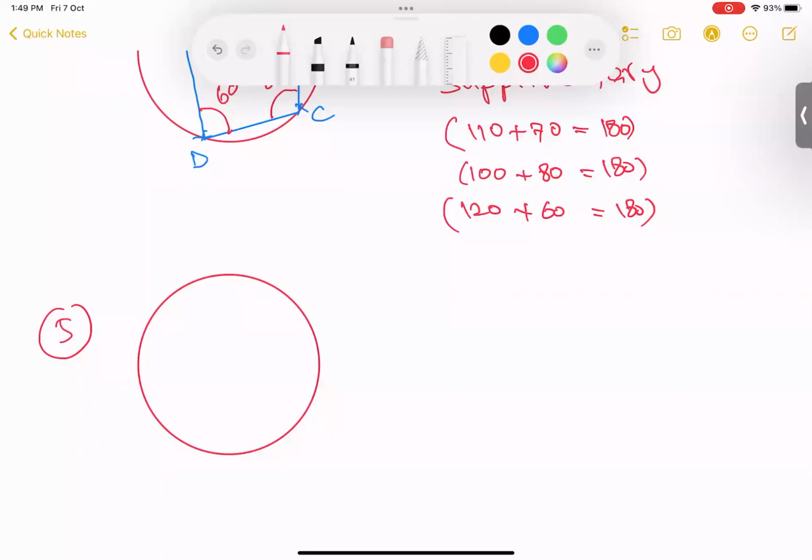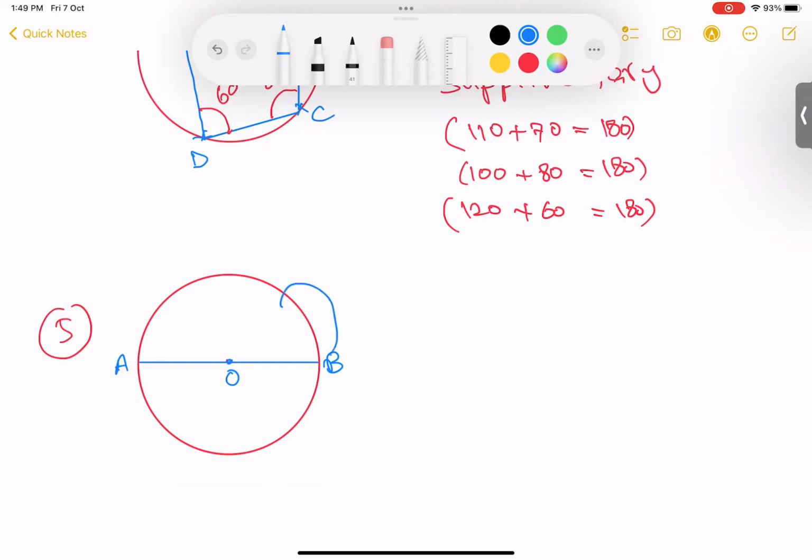This is property number 5. And what is property number 5? In this property, a diameter is required. Diameter means a line which goes through the center of the circle and meets the edge of the circle. Let's say A and B is the diameter. The center of the circle lies on it. So with this kind of property, a diameter is compulsory.